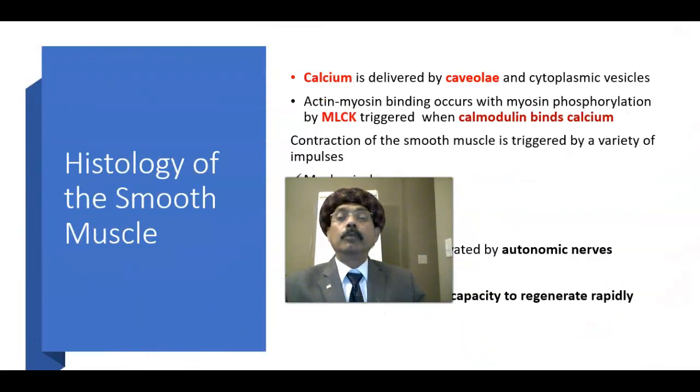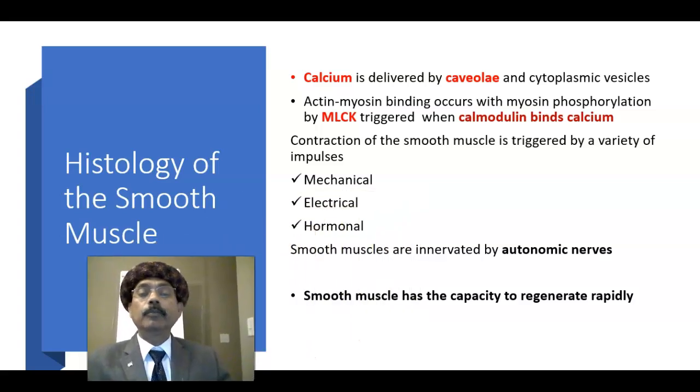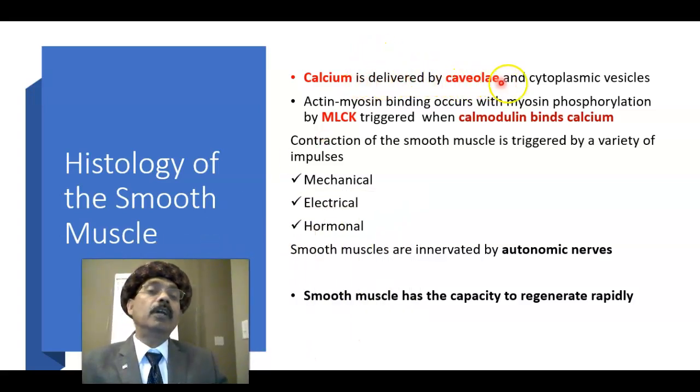We'll go to the histology in a little more detail here. Calcium is delivered by caveolae and by cytoplasmic vesicles. We have no T-tubule, but caveolae are invaginations of the smooth muscle cell membrane. Actin-myosin binding occurs with myosin phosphorylation by MLCK, that is myosin light chain kinase, triggered when calmodulin binds calcium. Contraction of the smooth muscle is triggered by a variety of impulses like mechanical impulse.